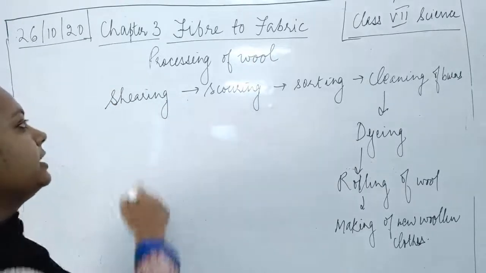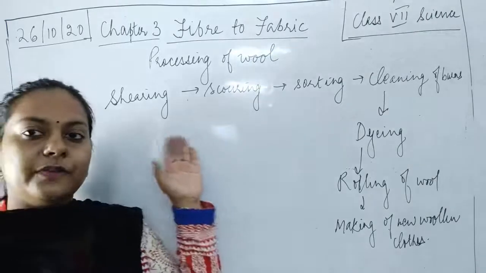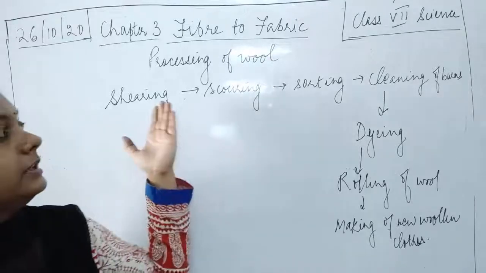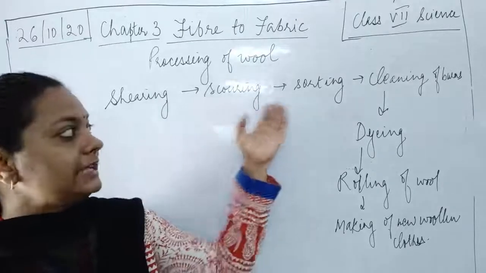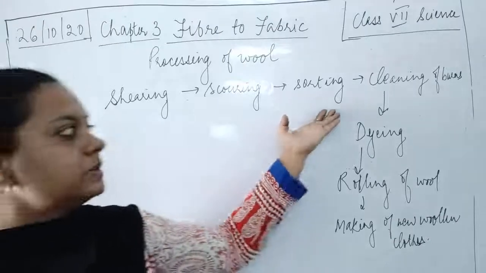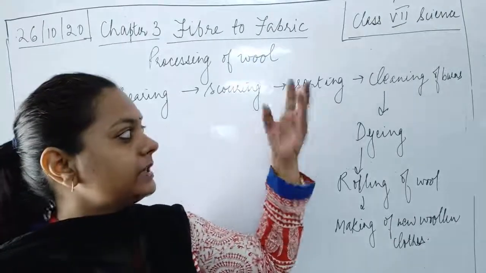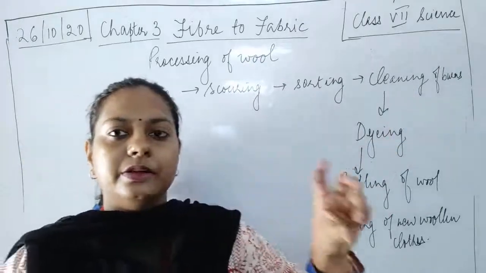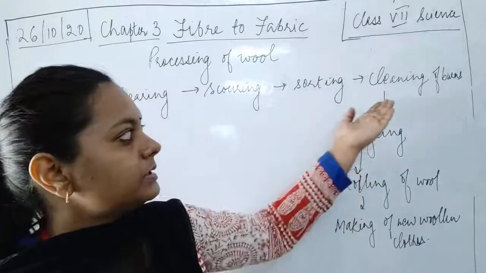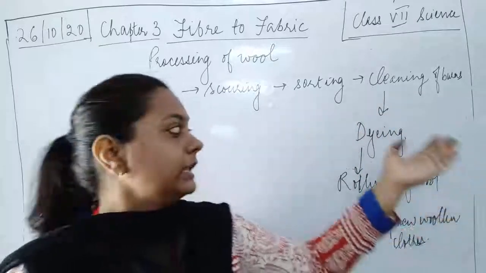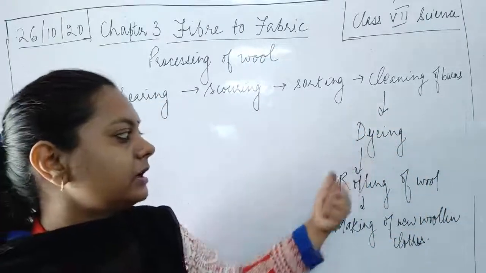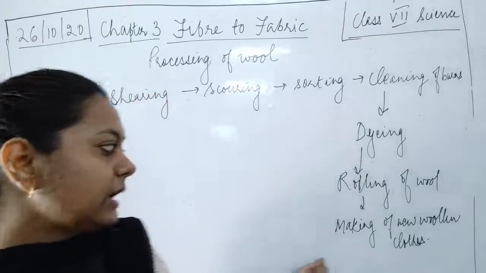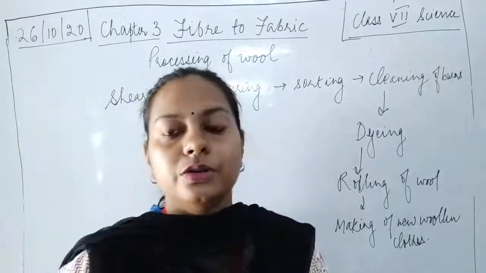Step number 1 is shearing, which means cutting, shaving the hair of the wool, the fleece, from the sheep. Then scouring means washing that fleece. Then sorting is being done on the basis of various textures. It is being separated. Then cleaning of burrs is being done because small fluffy fibers are generated over it, and this is going to create problems in knitting. Then after that, dyeing is being done, which is coloring. Then rolling of the wool is being done. Once the rolling of the wool is done, it helps in the making of the new sweater.